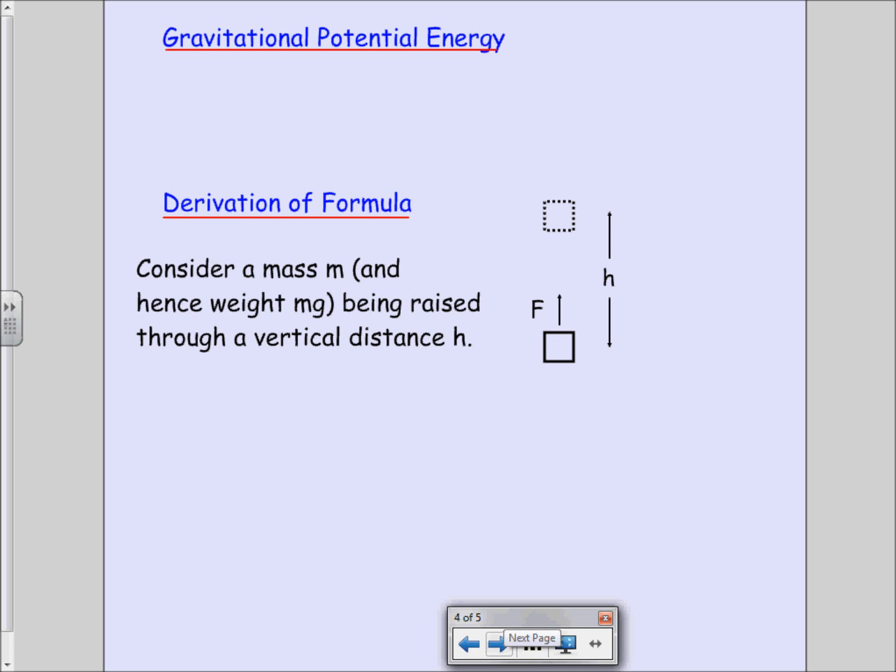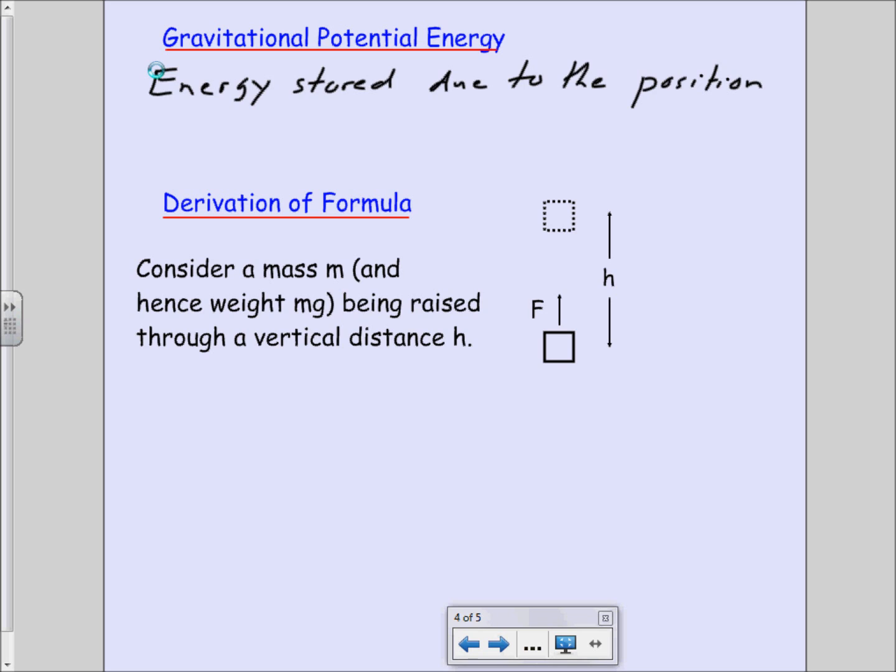And then finally, gravitational potential energy. That's energy that's stored due to the position of a mass when it's placed in a gravitational field. If we change its position in the field, we change its potential energy. So energy stored due to the position of a mass in a gravitational field.